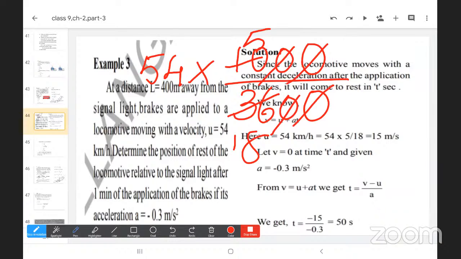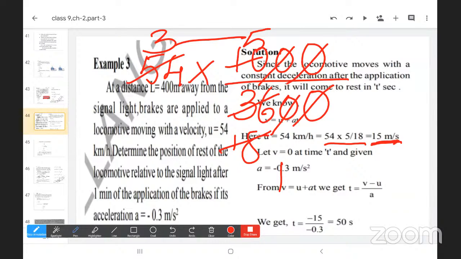So we can write 54 into 5 by 18 meter per second. Or else we can also write, 18 ones are 18, 18 threes are 54, right? So here 18 threes are 54. So 3 into 5 equals 15. So here we got 15 meter per second, right? So we changed this 54 kilometer per hour into 15 meter per second.